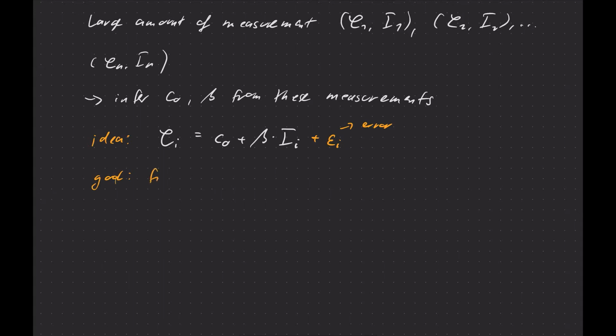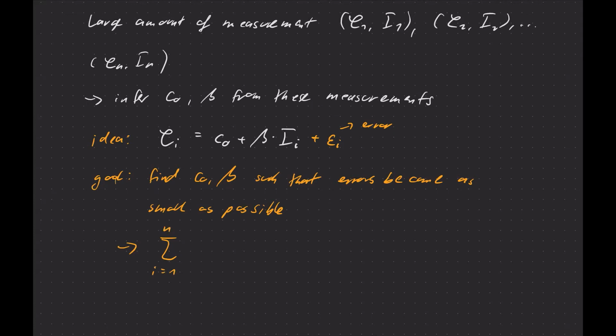So the goal is to find C0 and beta such that the errors become as small as possible. And these errors are what the model cannot explain, what the model does not capture. We want this to be small, of course. Okay, to be more precise, what we want is as small as possible. What that means is we want the sum of all these error terms to be as small as possible.